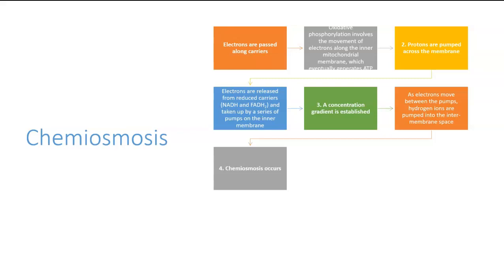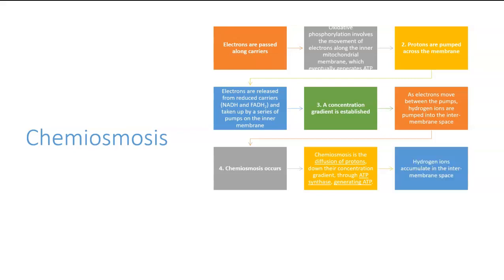Chemiosmosis occurs. I can never pronounce it. Chemiosmosis is a diffusion of protons down their concentration gradient through the ATP synthase, generating ATP.